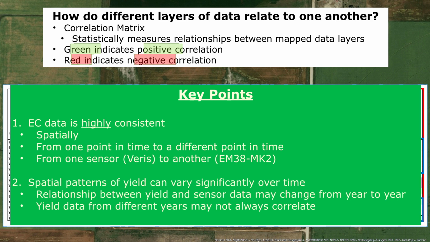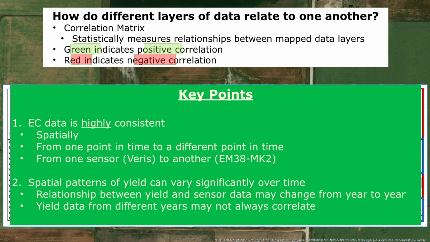So the key points from that are, first, our EC data is highly consistent. It's consistent over space, it's consistent from one time to another, and it's consistent regardless of what instrument we use to measure it. And secondly, our spatial patterns of yield can vary significantly over time. The relationship between yield from different years isn't always strong, and between yield and sensors isn't always strong. And those relationships do change from year to year.